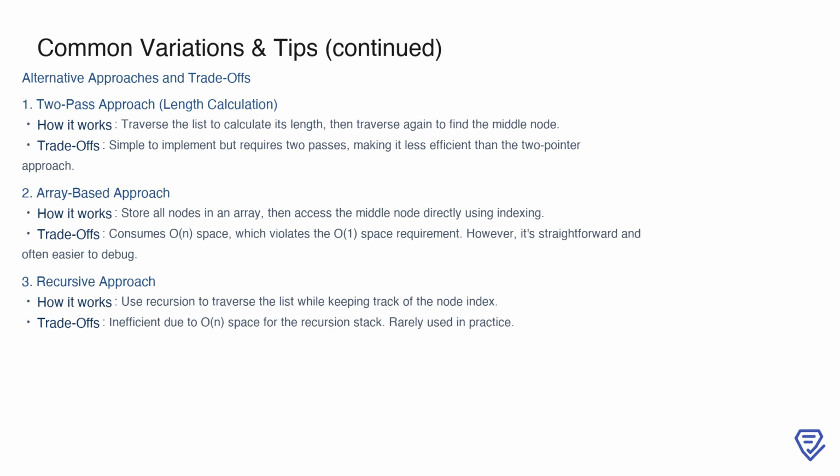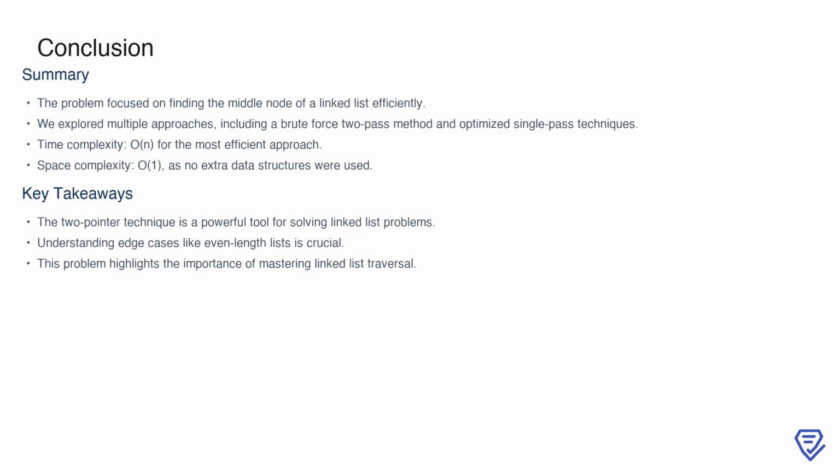A less common solution involves recursion, where you traverse the list recursively and track indices to find the middle node. However, this approach is inefficient due to the O(n) space required for the recursion stack and is rarely practical. Understanding these alternatives helps you appreciate why the two-pointer technique is the best choice for this problem. Great job! To summarize, we tackled the middle of the linked list problem by exploring efficient algorithms and key concepts like the two-pointer technique. Remember, linked lists are common in interviews, so keep practicing.